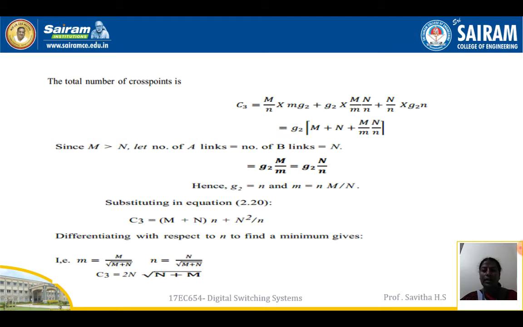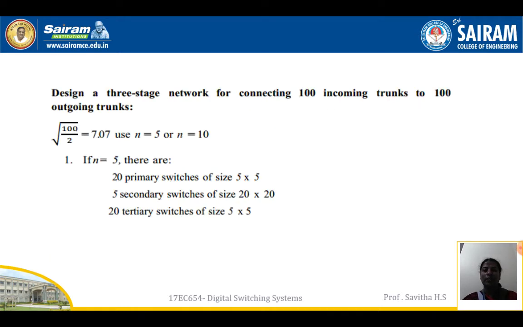Since m is greater than n, let the number of A links equal the number of B links, equal to n. So G2 into m by m is equal to G2 into n by m. Hence G2 is equal to n and m is equal to n, m by n. Substituting this, C3 is equal to m plus n into n plus n square by n. Differentiating with respect to n to find the minimum gives m is equal to m by square root of m plus n, n is equal to n by square root of m plus n. C3 is equal to 2n square root of n plus m.